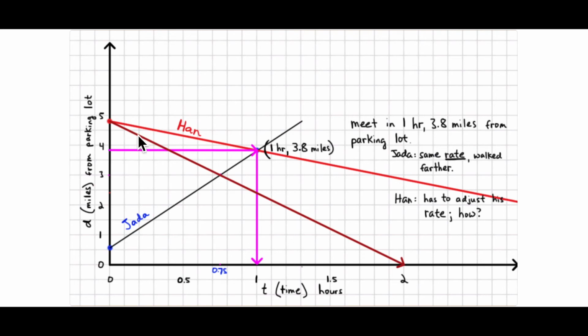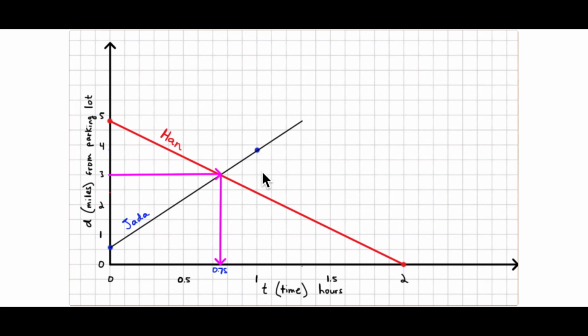This was Han's original rate. So notice he's slowing down. His rate is becoming less slanted. So it's taking him a longer time to cover this distance of 1 mile. Before, he covered 1 mile in this amount of time, which looks like it's about 4/10 of an hour. And now it took him 1 hour to cover that same mile. So he's walking much slower.